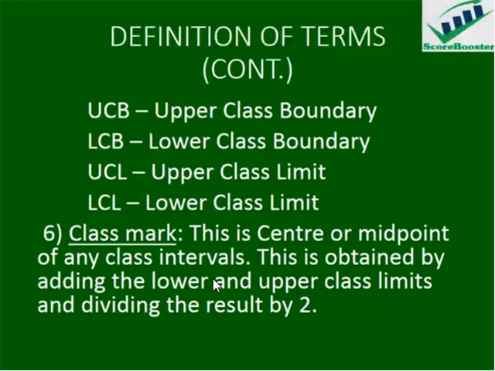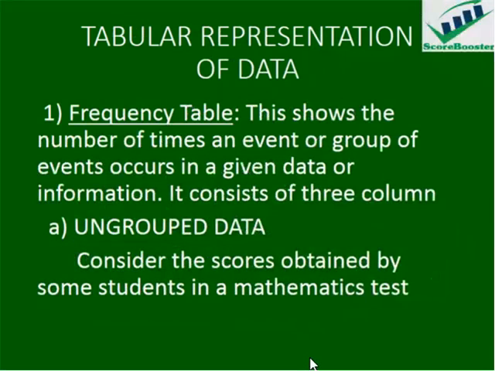So that is the last definition. Now we move to tabular representation of data. We can represent data in two ways: in tabular form and also in graphical form. Here we are going to talk about the tabular representation of data, and this is where we talk about the frequency table and the cumulative frequency table.